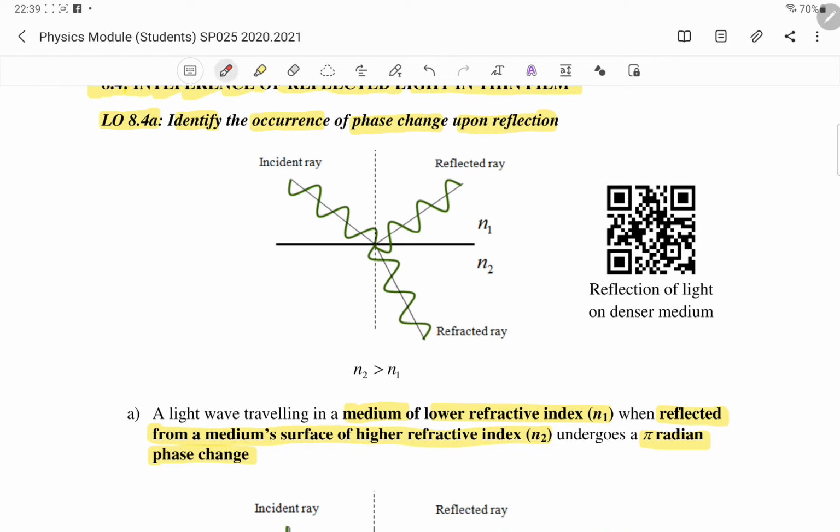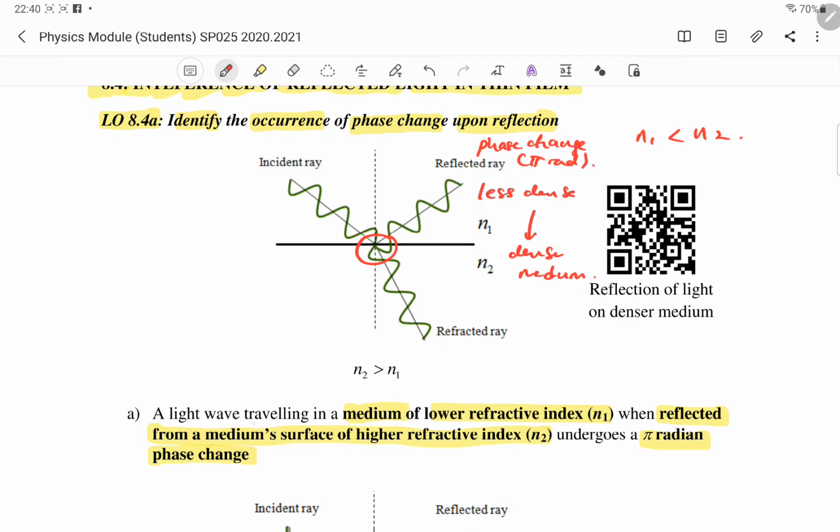Alright, so kita tengok kat sini. N1 is less than N2. So the light wave is travelling from less dense medium to denser medium. Okay, to denser medium. So kita tengok kat sini. From less dense to denser medium, so there will be phase change. Okay, there will be phase change sebanyak pi radian.